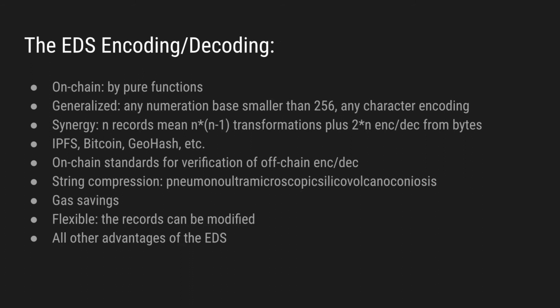So encodings allow for significant gas savings, but the encoding algorithm and alphabet must be on-chain for it to be trusted. And the system is flexible. Records can be modified and more encodings can be easily added.